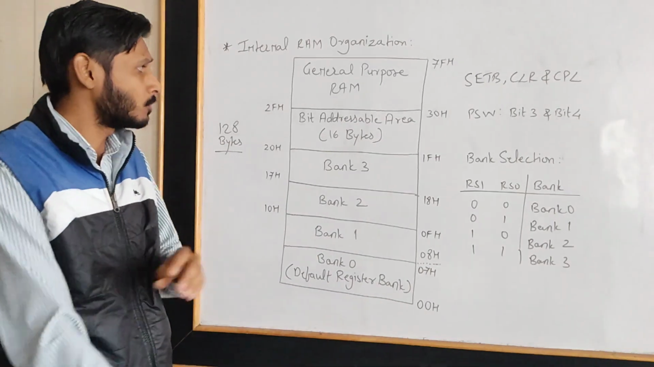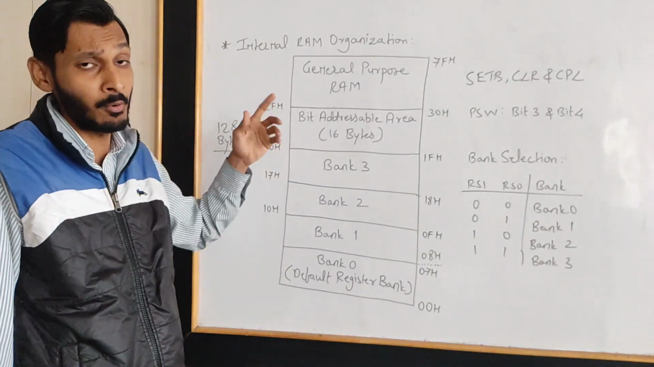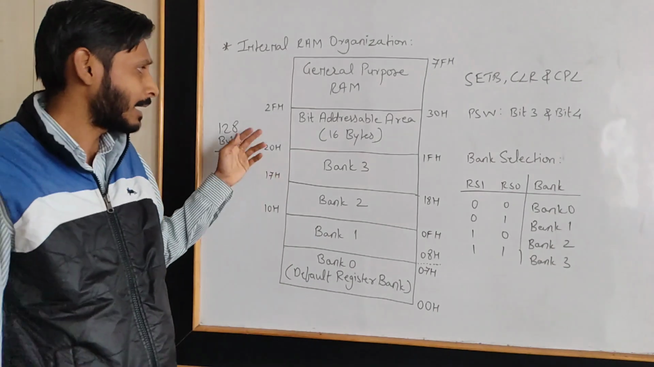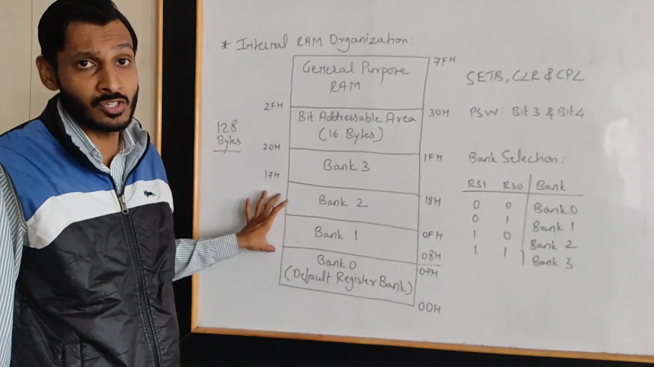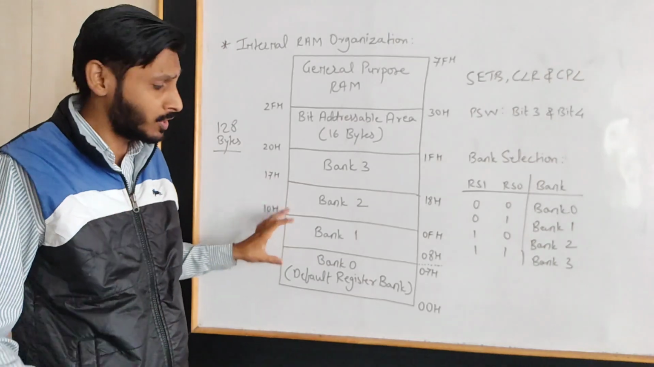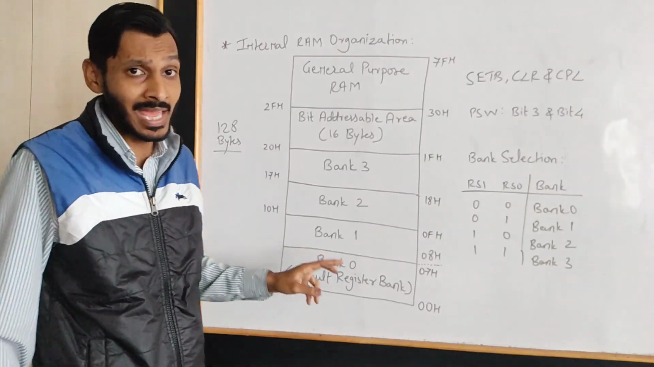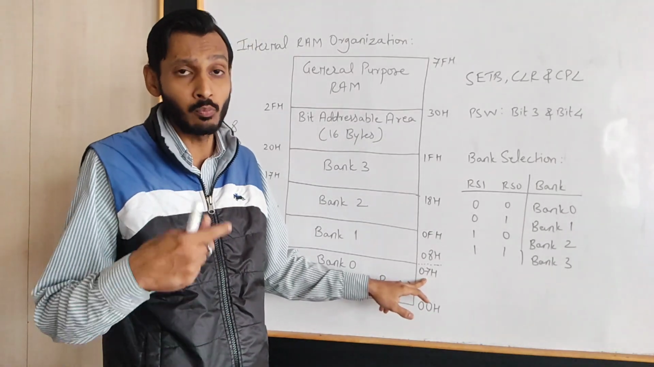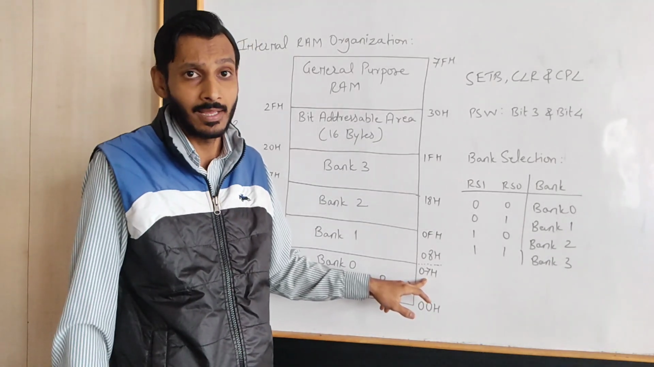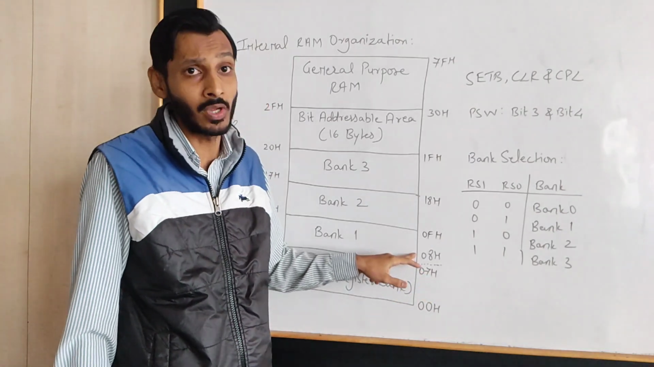Once again, we will shortly revise internal RAM organization. Internal RAM has a total size of 128 bytes. It has 4 register banks. Bank 0 is selected by default whenever you reset the microcontroller. Then the stack is initialized at the address 07H, and whenever you push the first data on the stack, this data is always at the address location 08H.